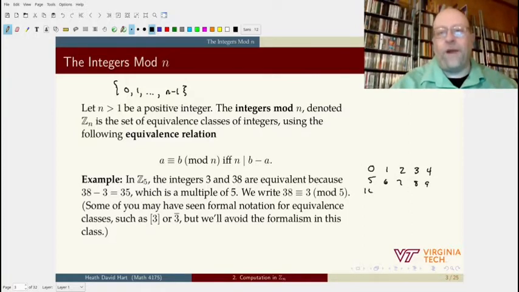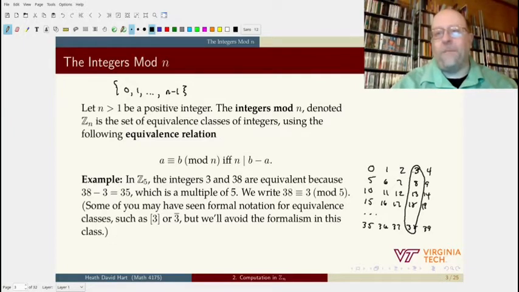Or another way of thinking about this is, if we write all this out, 16, 17, 18, 19, I'm going to just skip ahead, 35, 36, 37, 38, 39. 3 and 38 are equivalent because they end up in the same column if we wrap around every 5. So 7 and 12 are equivalent, 14 and 39 are equivalent, 10 and 35 are equivalent, so on and so forth. Two numbers are equivalent if their difference is exactly a multiple of 5.